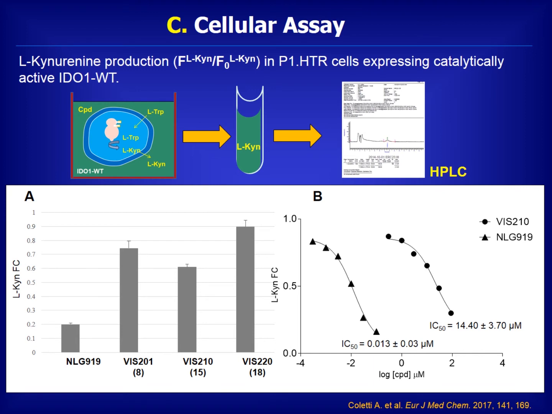Then we evaluated compound activity in cells, first measuring their potency as kynurenine fold change, and then as IC50 value. But in this case, we measured the IC50 value only for the most potent inhibitor identified in the previous experiment, BIS-210. We obtained an IC50 value around 15 micromolar, which was in agreement with the MST KD achieved previously, around 18 micromolar.